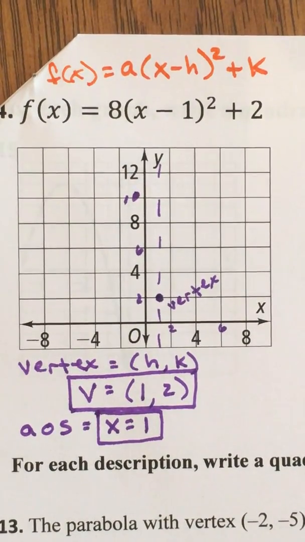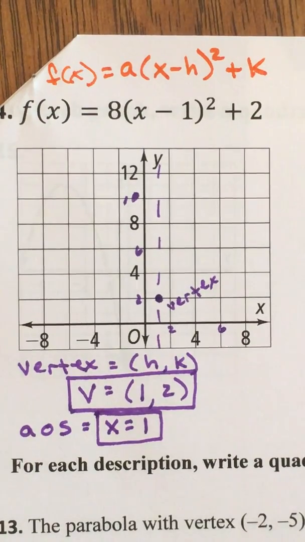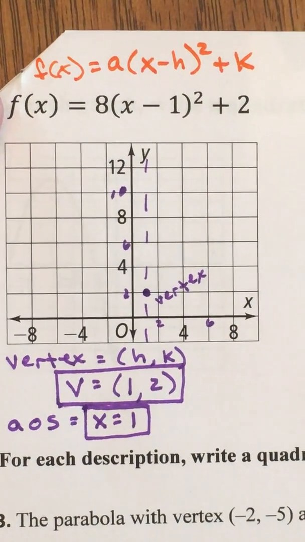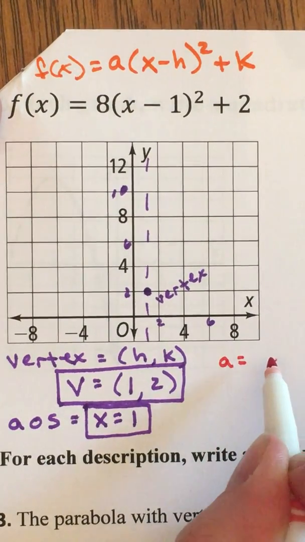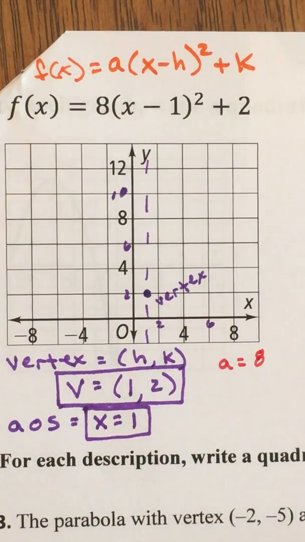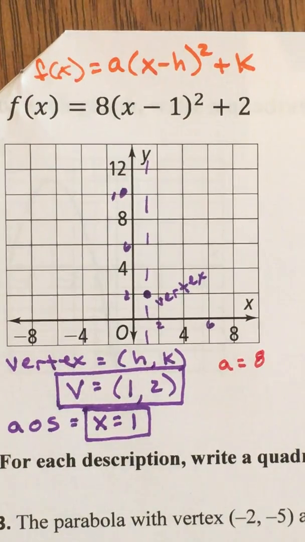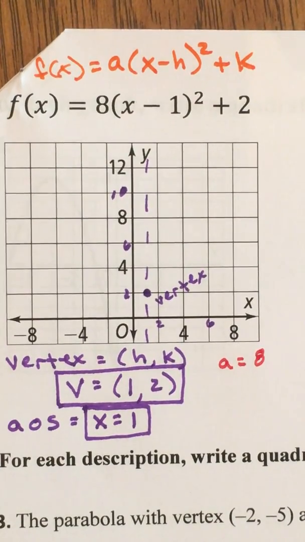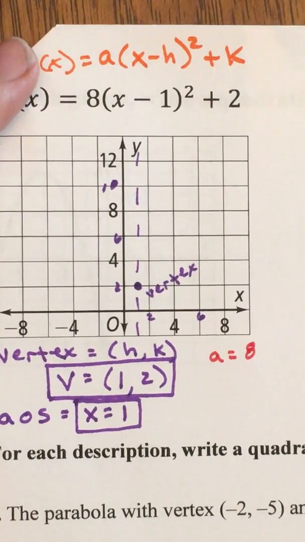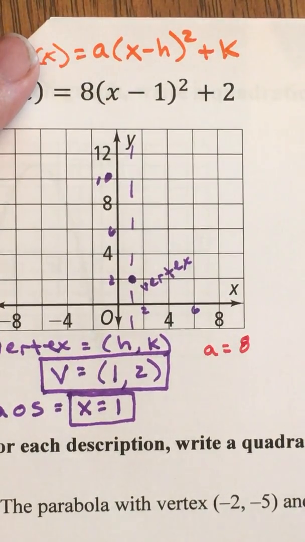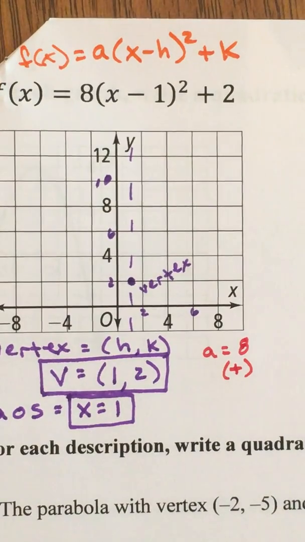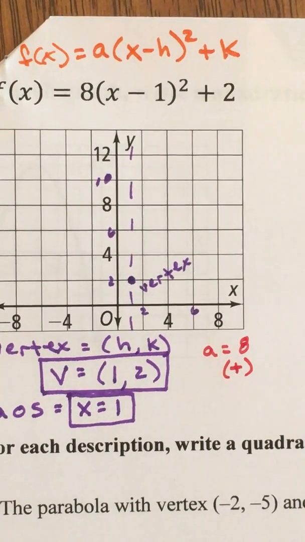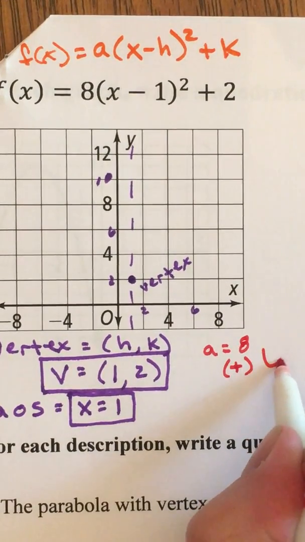Let's see some new things. A. What is the value of A in this equation? That's right, A is 8. Is that positive or a negative 8? Yep, it's a positive 8. And when it's a positive 8, that means that our parabola will open, that's right, you remembered, upward.